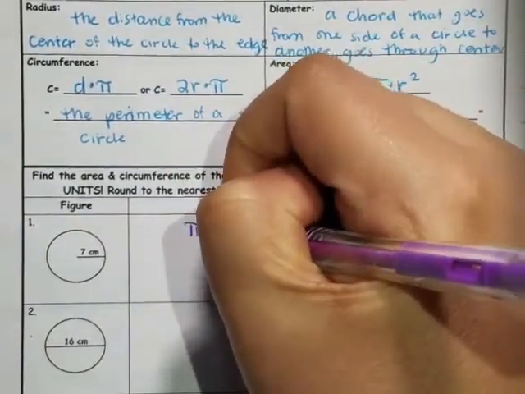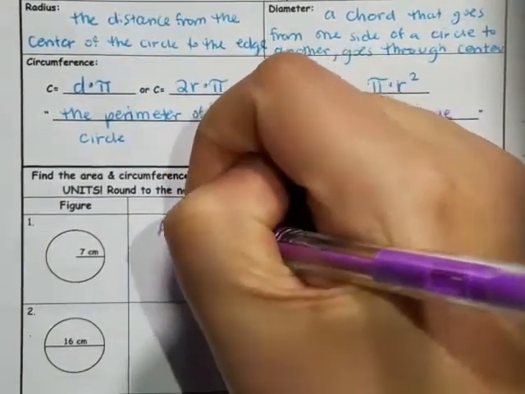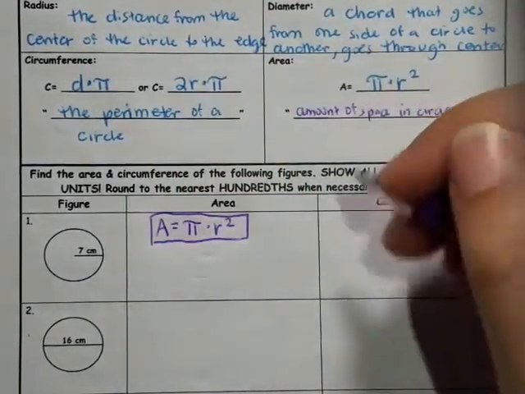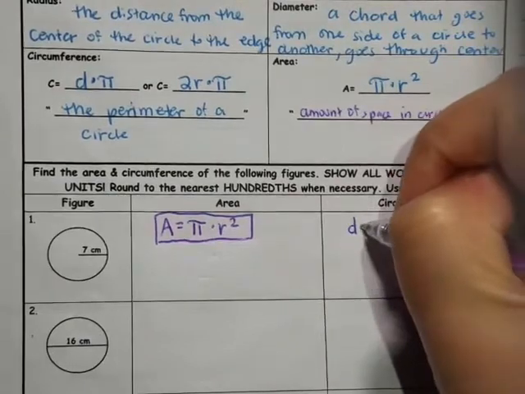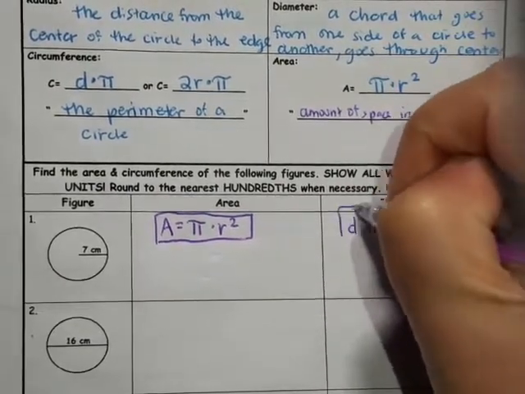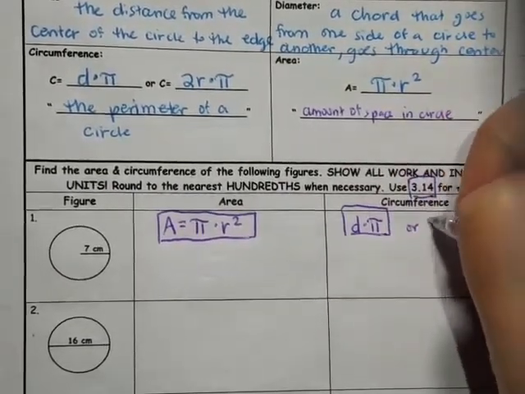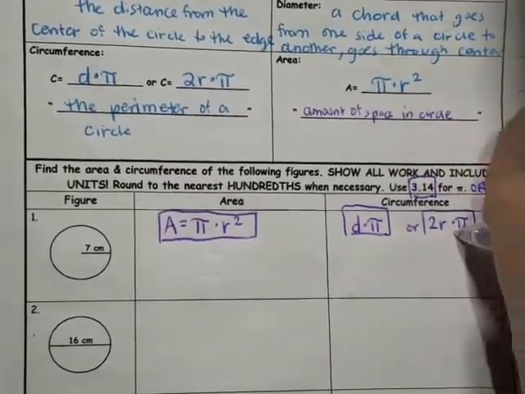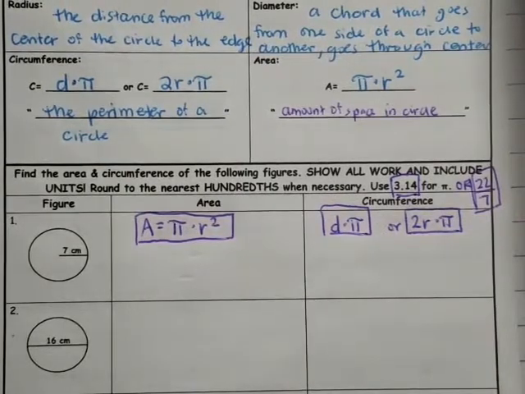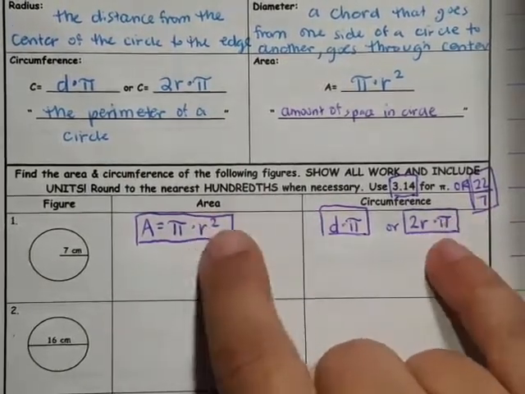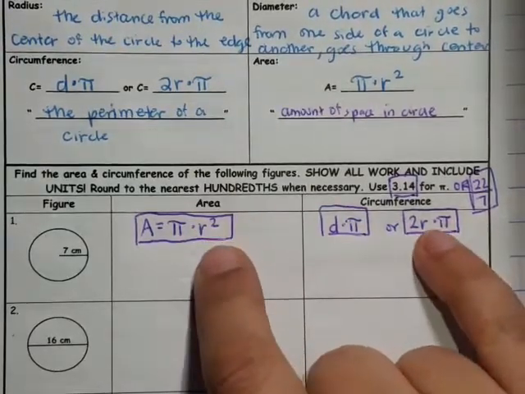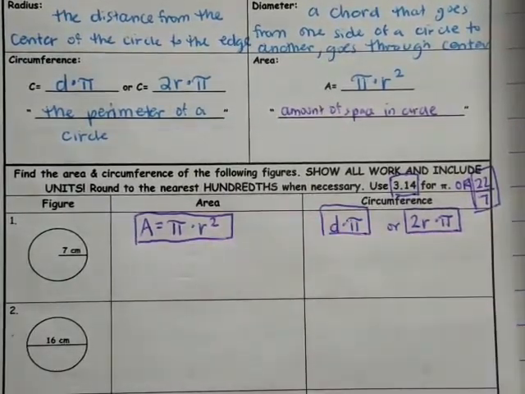So area, again, is pi times radius squared. And that's just something you're going to have to memorize. And then circumference is diameter times pi, or 2 radii times pi. Some kids do get these two confused because there's r squared and then there's 2r. Please just make sure you can distinguish between the two, okay?